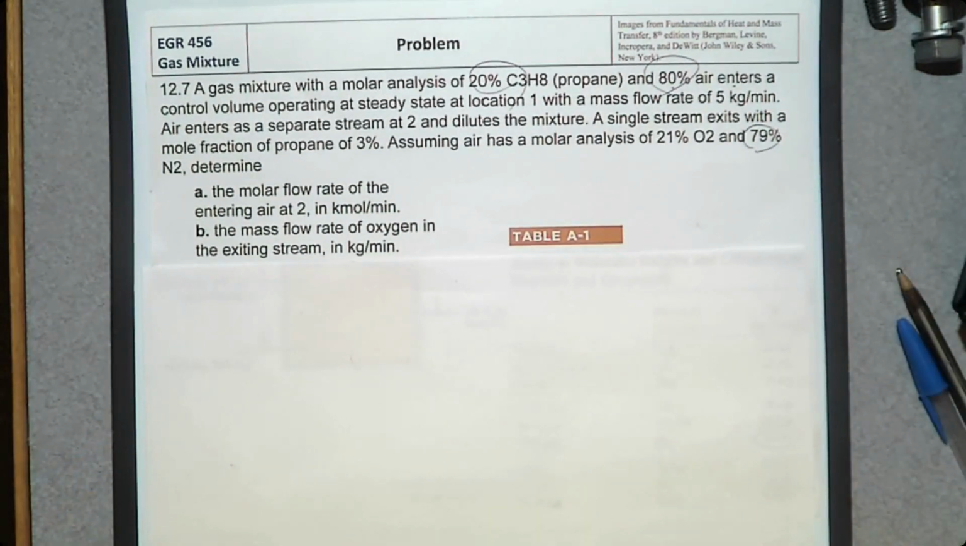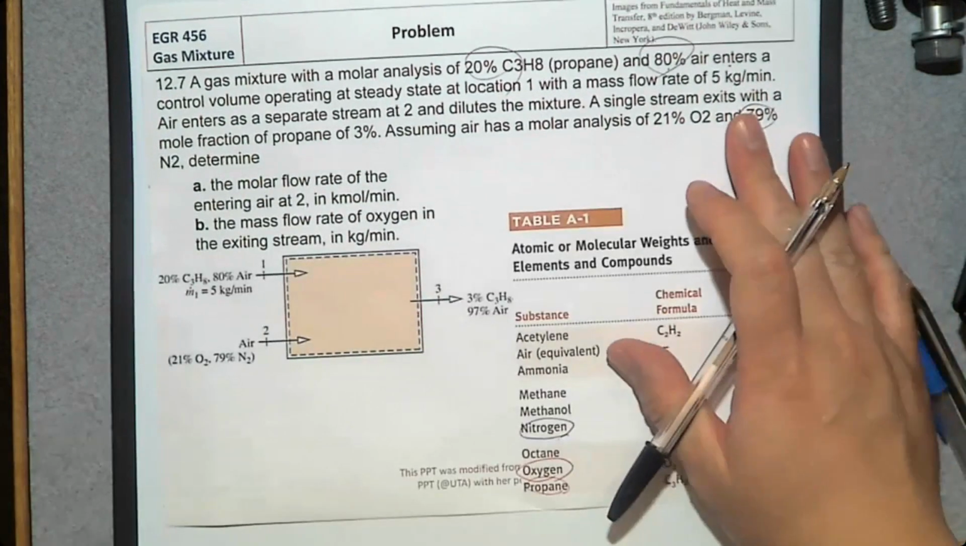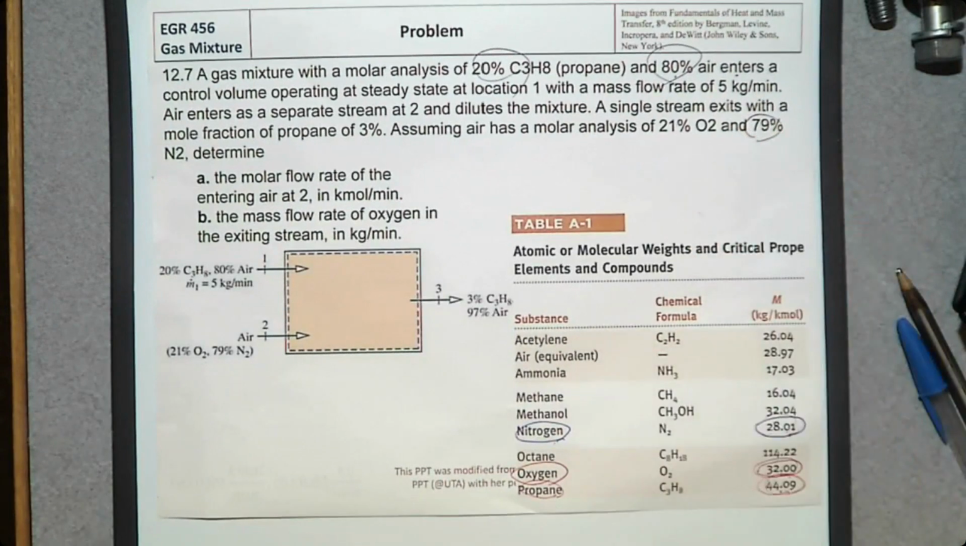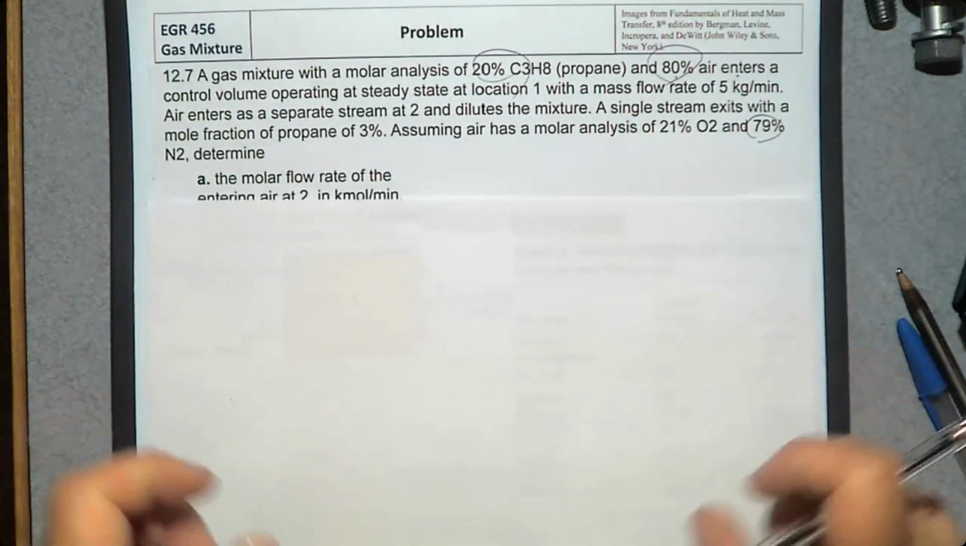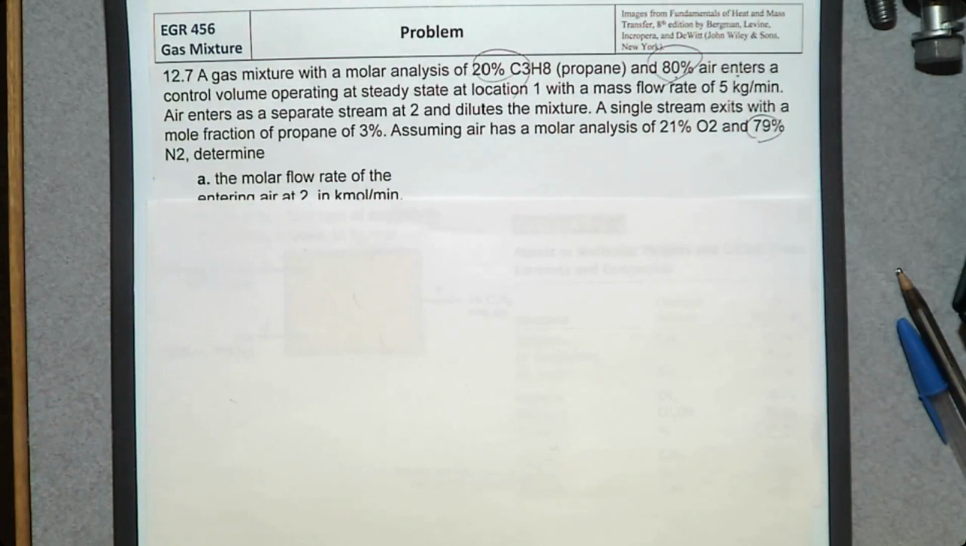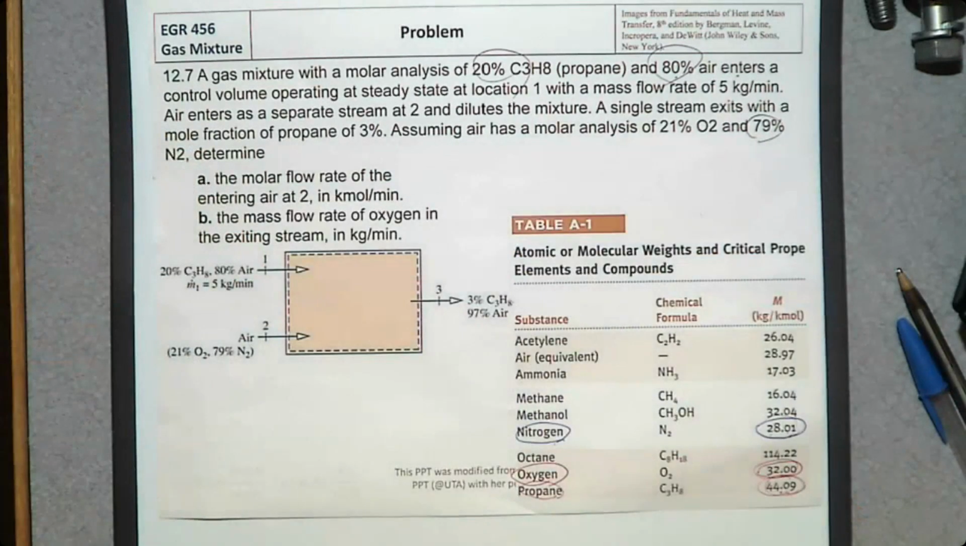Okay, let's review this problem. We have a gas mixture of propane and air entering the chamber at inlet number 1 and air entering the chamber at inlet number 2, and the mixture comes out from the chamber at exit number 3. The mole fraction of propane and air at inlet number 1 is 20% and 80%.